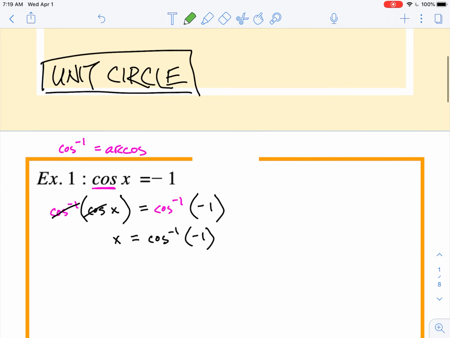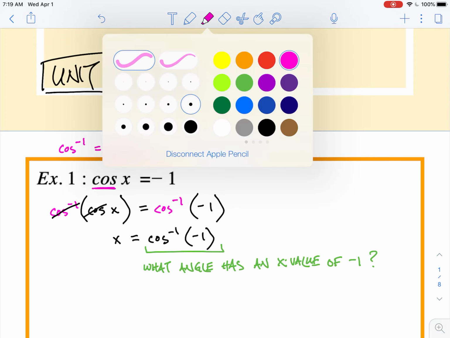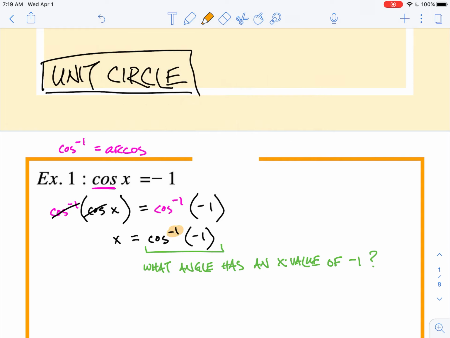Now I want to take the time to write out what this sentence is asking me for so that we can use that as a way to translate all the other future examples. So this part, arc cosine of -1, is really saying: what angle has an x value of -1?